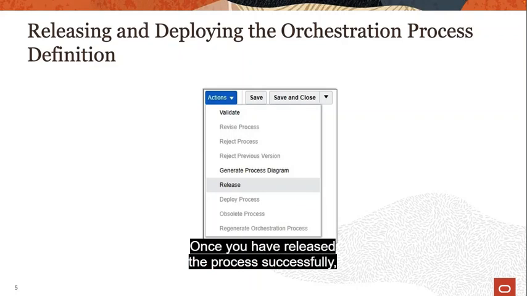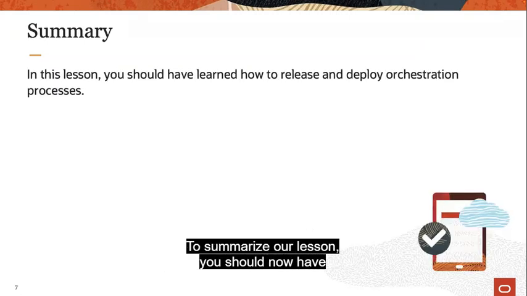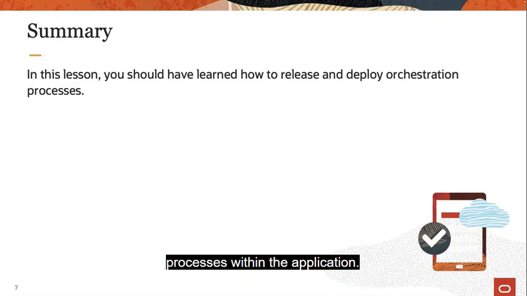Once you have released the process successfully, then you'll deploy it to the associated source server by selecting the deploy action from the actions menu. This lesson includes a student practice for releasing and deploying the orchestration process definition that you created earlier. To summarize our lesson, you should now have understood how to release and deploy the orchestration processes within the application. And that concludes our session.